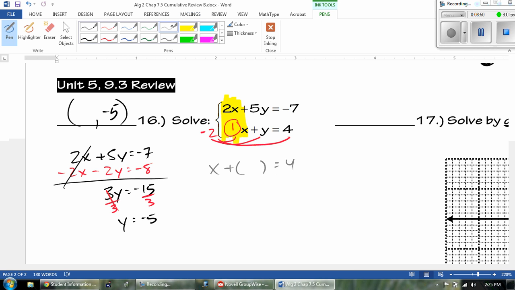I'm going to do the bottom one because it's easier. So the y was negative 5. So my next line would just say x minus 5 equals 4. And to get the x by itself, we add 5. And we get our final answer of x equaling 9. So our answer is the point 9, negative 5.